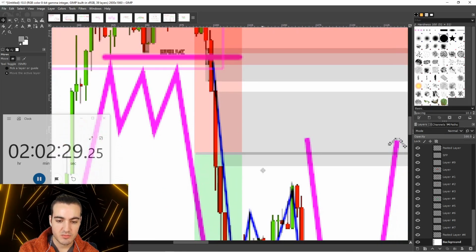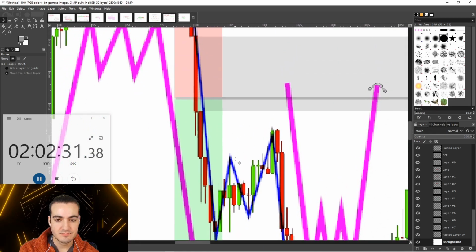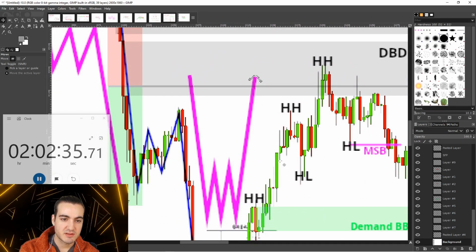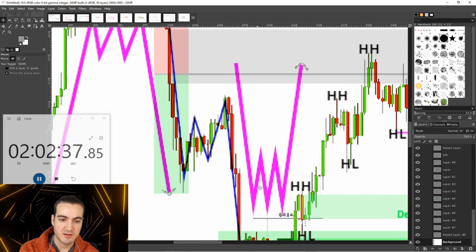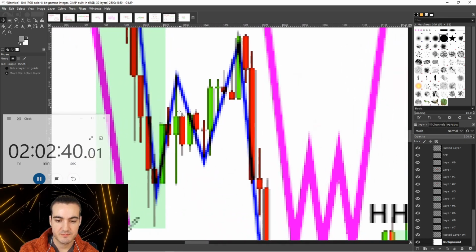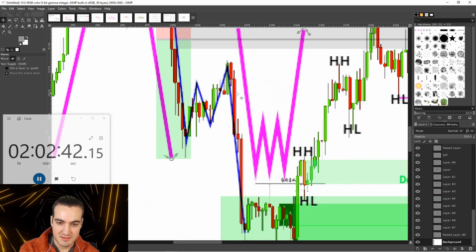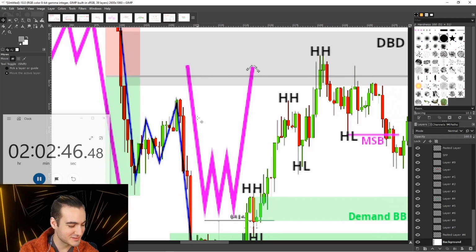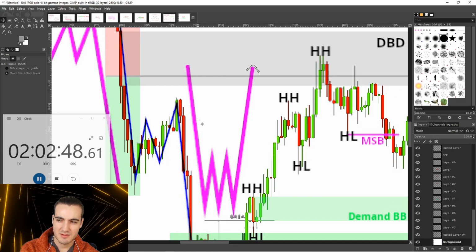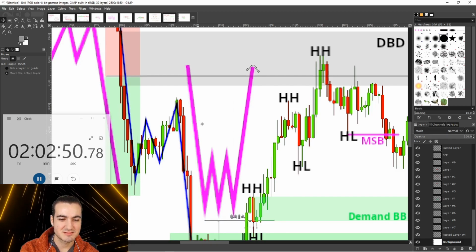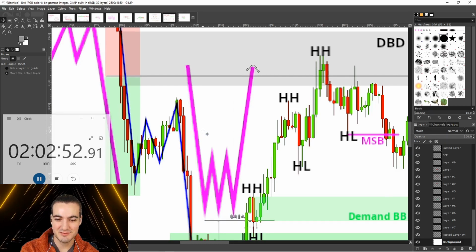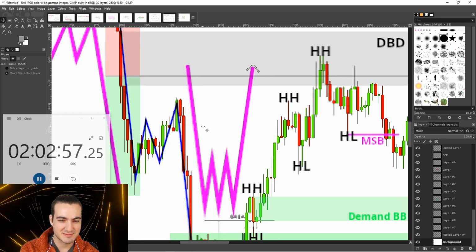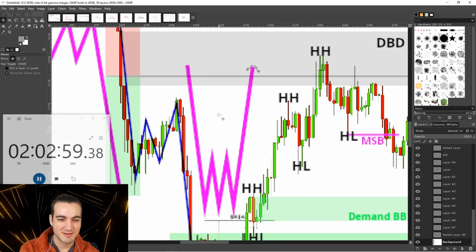So then we have the break down, and what's interesting here is this is actually a drop base drop as well. That's why I drew in the blue line here. There are many ways to skin a cat, is that the wording of it? Yeah, so our goal is skinning cats, and there are quite a few ways to do it.